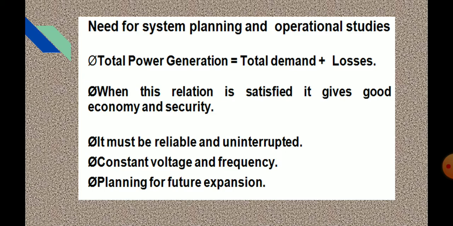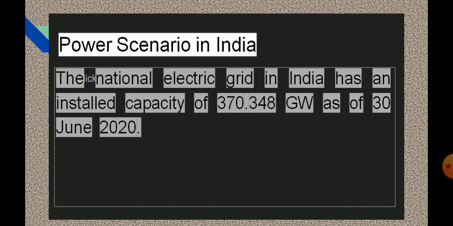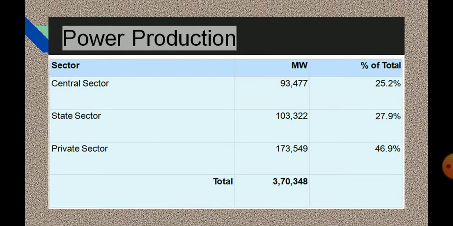So this all comes under need for system planning and operational studies. Next one, power scenario in India. The National Electric Grid in India has an installed capacity of 370.348 gigawatt as of 30 June 2020. So this is the current updation of the installed capacity of the power systems according to the National Electric Grid power scenario in India.